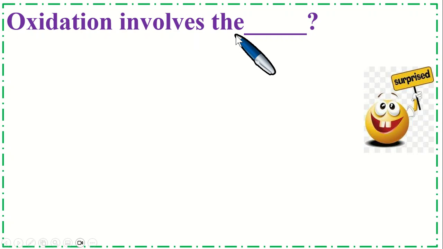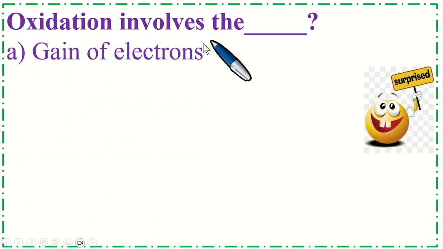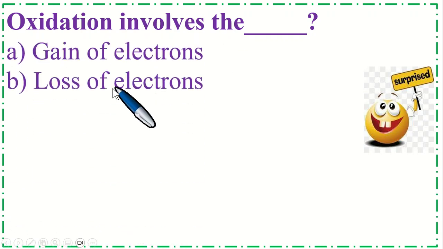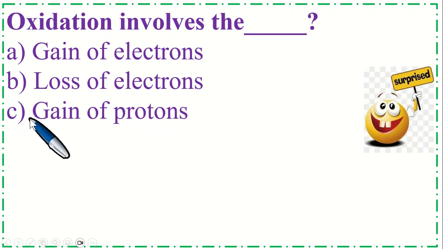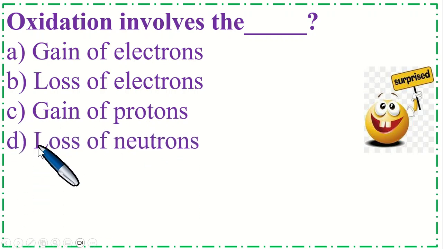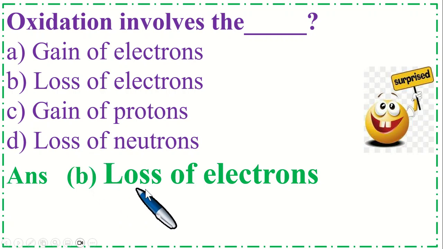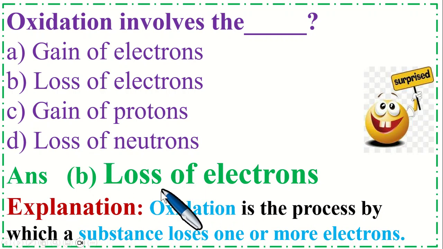Oxidation involves the dash. Option A, gain of electron. B, loss of electrons. C, gain of protons. And option D, loss of neutrons. So the correct option is B, loss of electrons. Oxidation is the process by which a substance loses one or more electrons.